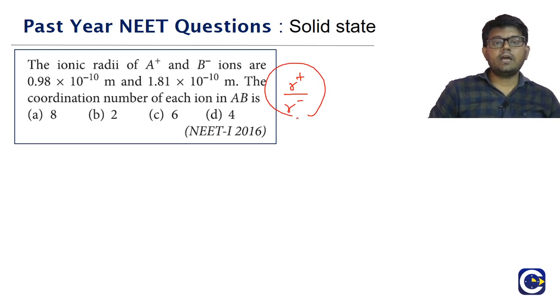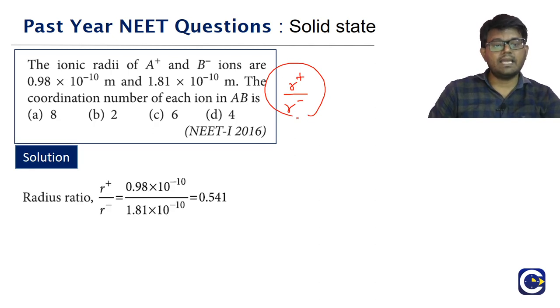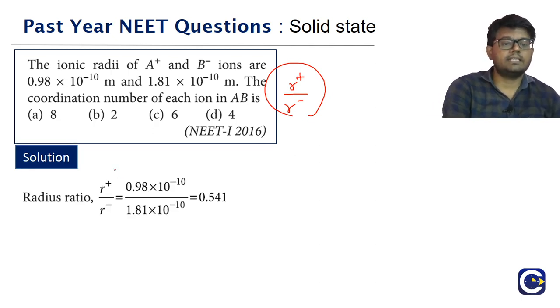The ionic radii of A plus and B minus are 0.98 into 10 power minus 10 meter and 1.81 into 10 power minus 10 meter. These are the ionic radius values. The coordination number of each ion in AB is, means we have to talk about the coordination number. Coordination number depends upon the type of ionic lattice, right? First of all, take the R plus by R minus ratio. What is R plus by R minus? 0.98 into 10 power minus 10 divided by 1.81 into 10 power minus 10.